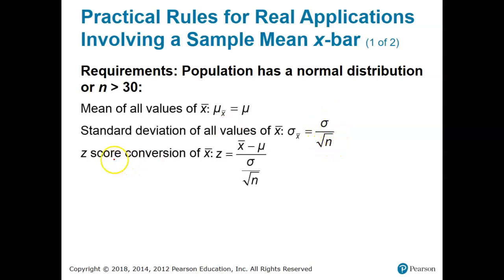Okay. If we need to do a z-score conversion, then we're going to have a couple things that change. Our formula for z-scores before looked like this. We're changing a little bit because instead of working with an individual value, we're actually looking at the means of samples. So that's why this x is going to be replaced with an x bar, and the sigma is going to be replaced with sigma divided by the square root of n.